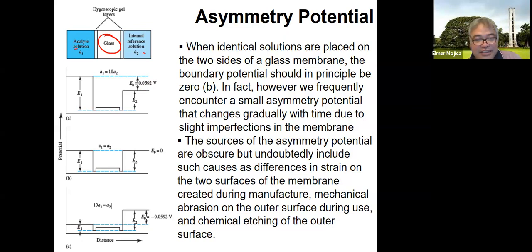If you have a perfect membrane, it should really be 0. But not all glasses are perfect, so there are some imperfections, which lead to a small asymmetry potential. So what do we see here in the A portion? You have E1, E2, the reference electrodes, and this is the boundary potential. Here A1 equals 10 A times A2. So what happened?